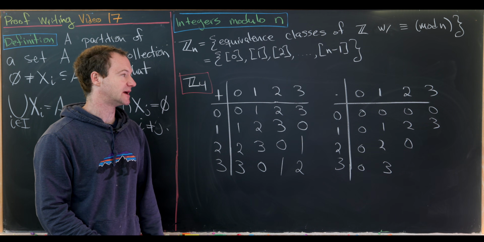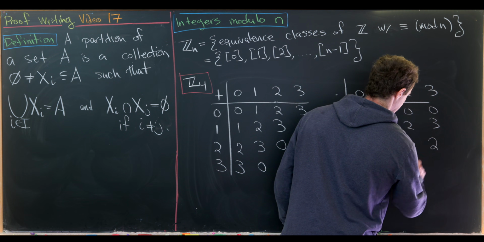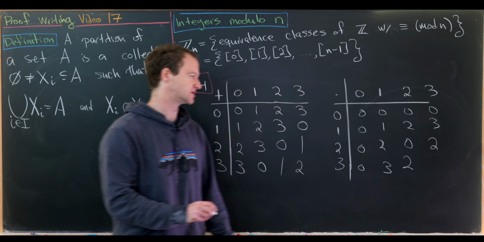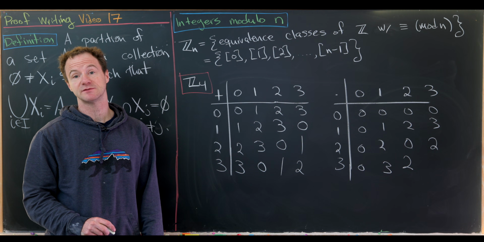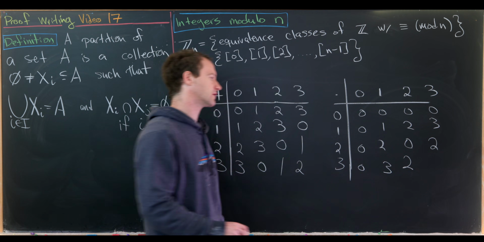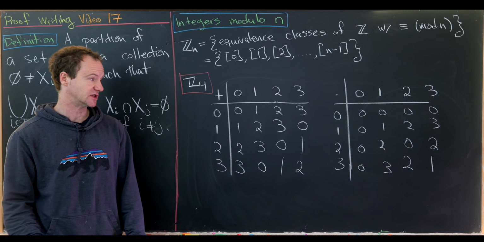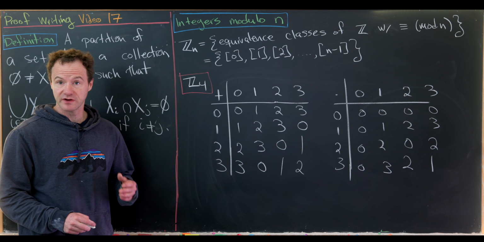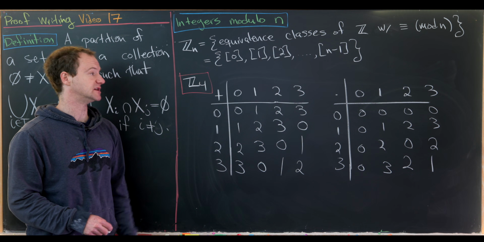Now let's do 2 times 3. So 2 times 3 is 6, which has a remainder of 2 when divided by 4. So 2 times 3 is 2. So that's also kind of interesting. But then 3 times 3 is 9. That has a remainder of 1 when divided by 4. So 3 times 3 is actually equal to 1. So 3 is its own multiplicative inverse when working in Z4.